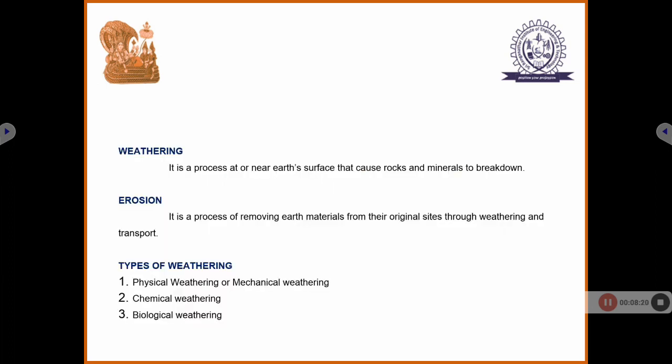Next, what is weathering? We have seen in the picture. Now you can read it. It is a process near the Earth's surface that causes rocks or minerals to break down. And next, what is erosion? It is removing earth materials from their original site through weathering agents like rain and wind, and it transports them from the origin of the rock formation towards the land. And then what are the types of weathering? There are three types: physical, chemical and biological.